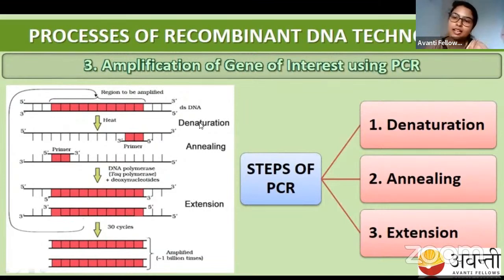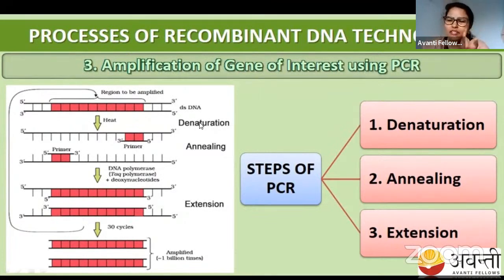So what are we going to do with this? We use the stain ethidium bromide. Using that stain, we will do elution. Elution means removing that gene of interest from the agarose gel. After the process of elution, what did we get? We got the gene of interest.